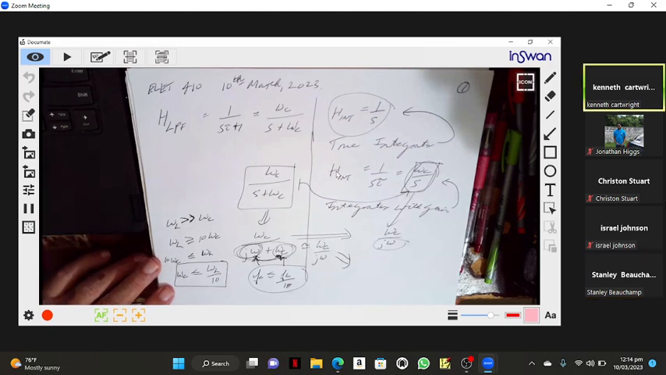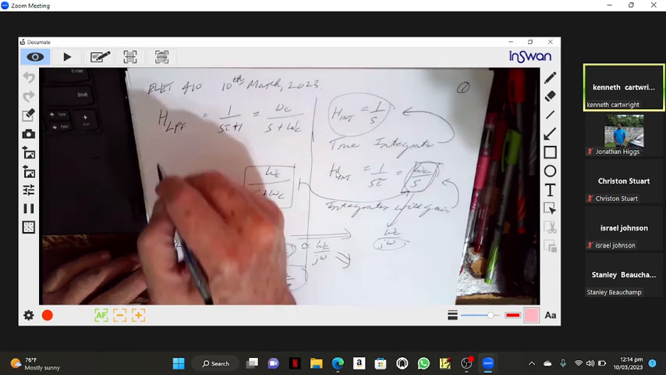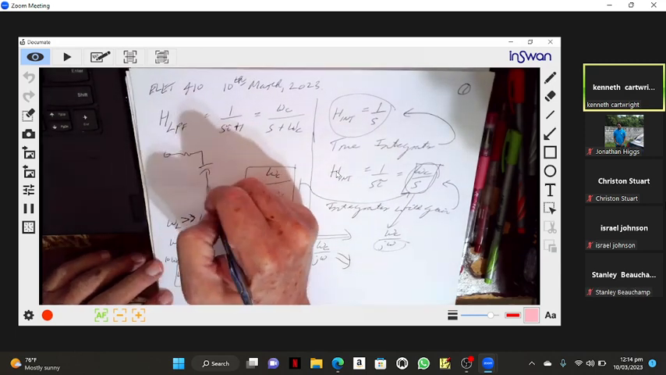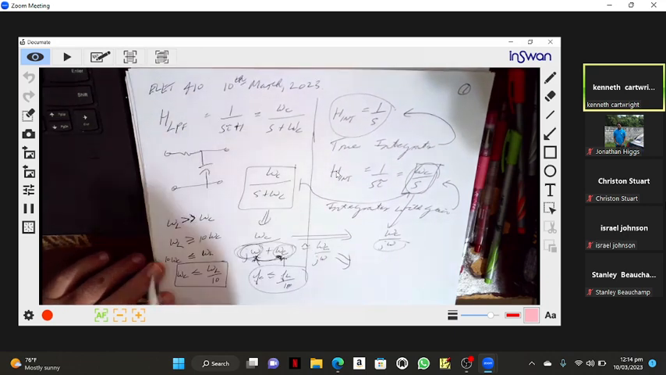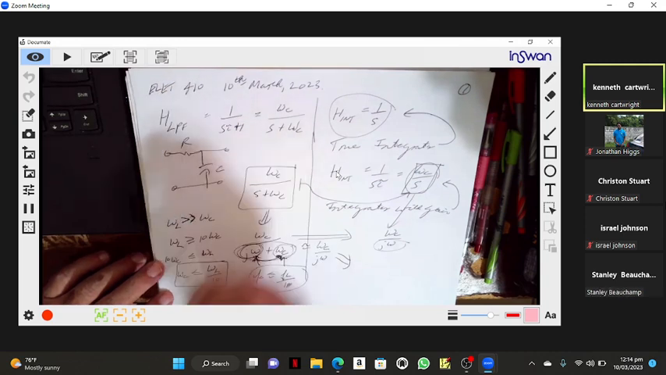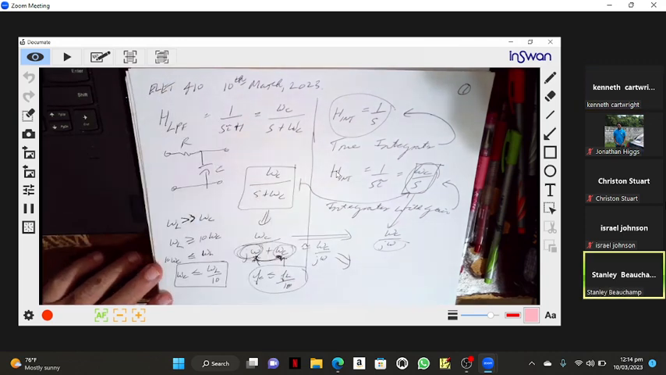I can't believe this. Y'all don't retain anything. I don't know why I bother teaching. What's the cutoff frequency of that? That's 1 over 2 pi RC. So how come you know it when I draw it, but you don't know it if I don't draw it?